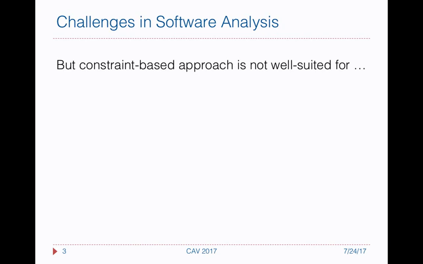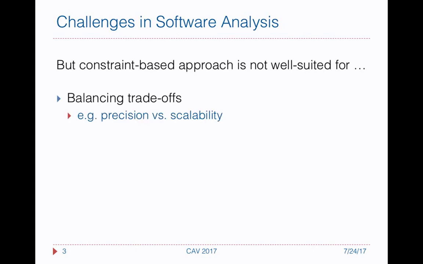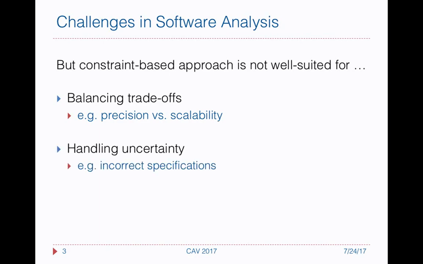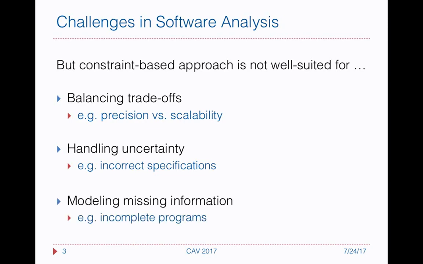So in the modern era, there are many challenges in software analysis which cause problems for this constraint-based approach. So for example, a dominant problem in automated verification is how can we balance various trade-offs? One of these most important trade-offs is between the accuracy of the result of the analysis, or its precision, versus the cost of the analysis or scalability. Another is how to handle uncertain information and noise. Again, something which is very common in real-world software. For example, what if a human provides an incorrect specification? And finally, we don't often have the complete picture. There can be parts of the program that are missing, and so on. And so we need to reason about these parts in a reasonable way.